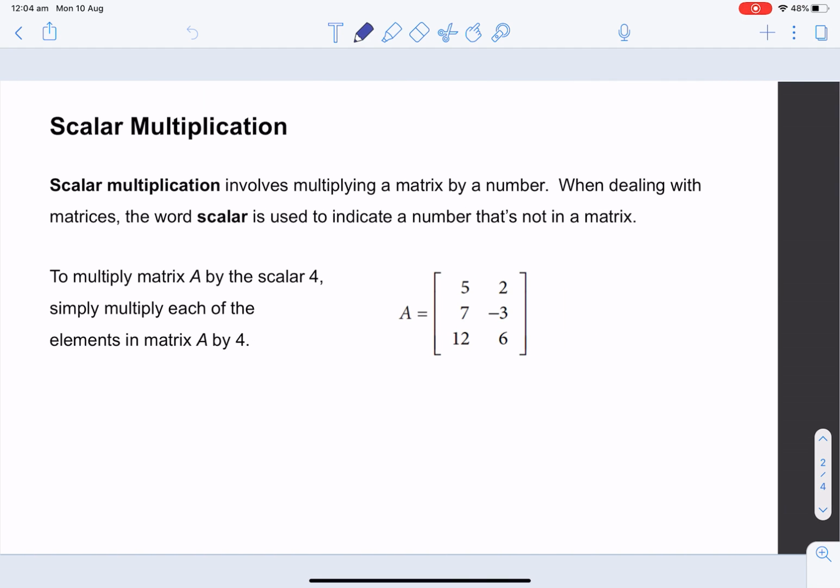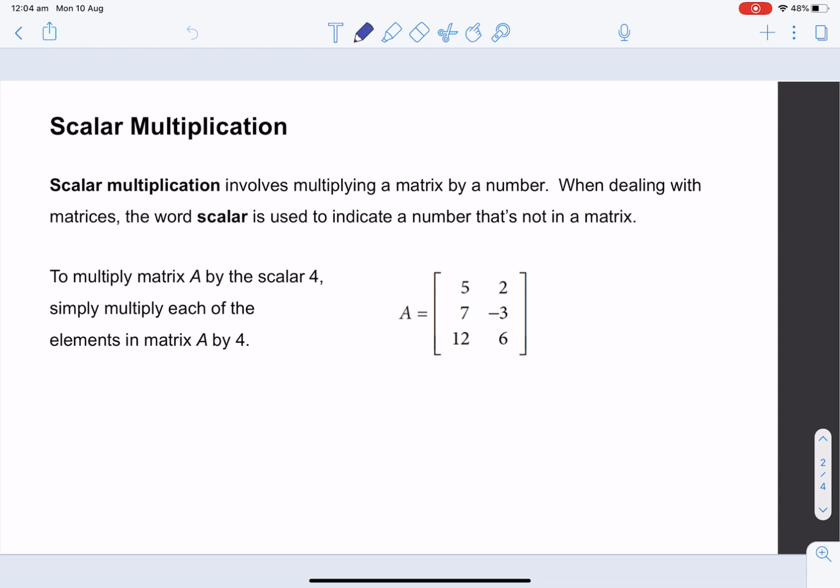So scalar multiplication involves multiplying a matrix by a number. When dealing with matrices, the word scalar is used to indicate a number that's not in a matrix. So it's going to be the number on the outside. To multiply matrix A by the scalar 4, simply multiply each of the elements in matrix A by 4.